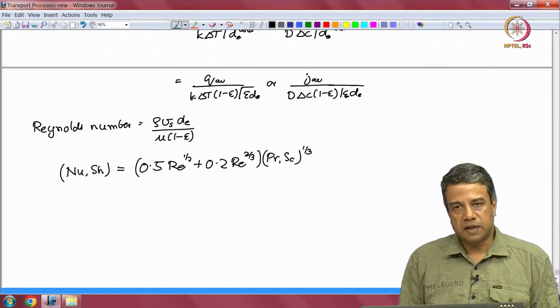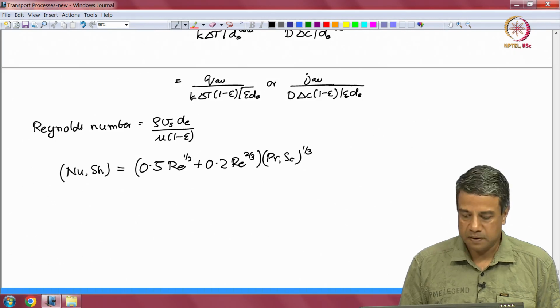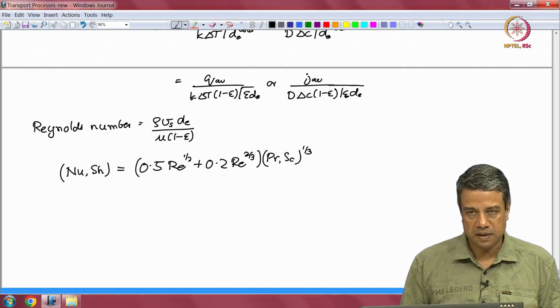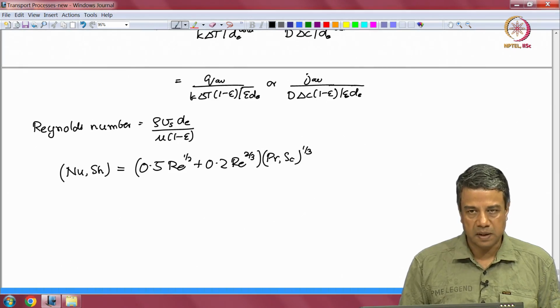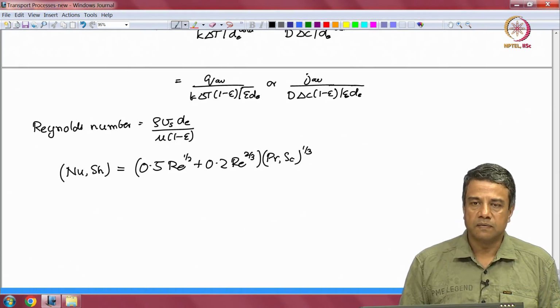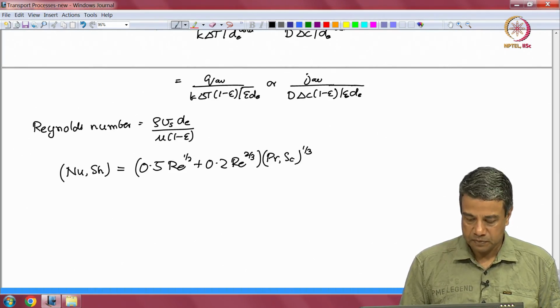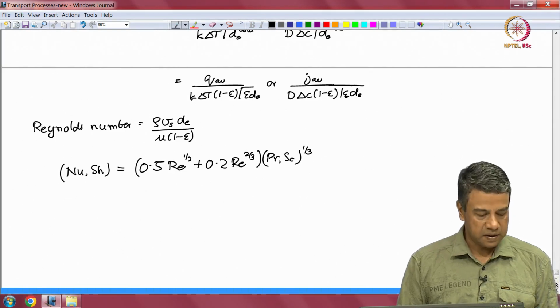Okay. So, these are very similar to correlations that we had for the flow through a pipe, okay, except that the factor of d by L that is there in a pipe flow is not present in this particular case, because this represents the flow through the voids between the particles, not the flow through an open pipe, for example. So, these are the kinds of correlations that you get for different configurations.